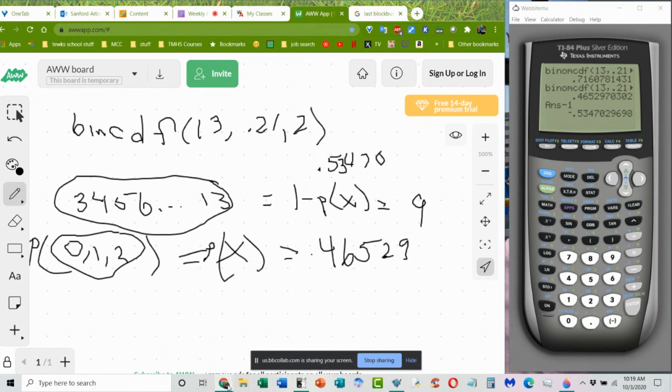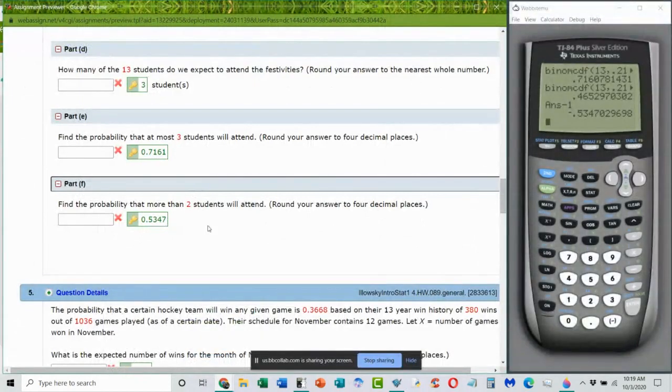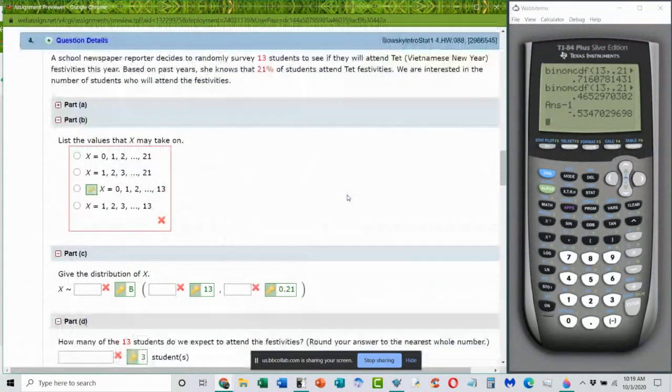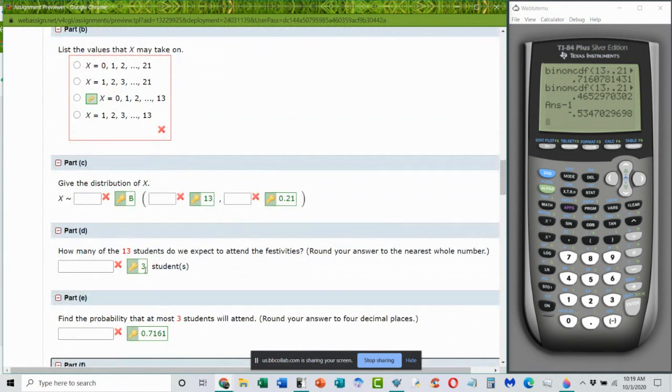Which seems kind of counterintuitive, that the probability is actually fairly large, considering the probability of every individual person going is small. But like I said, the probability of 13 people going is tiny, but the probability of three people going is big. And so you keep adding those things up, because our expected value is three. So having three people show up is actually a fairly decent probability.